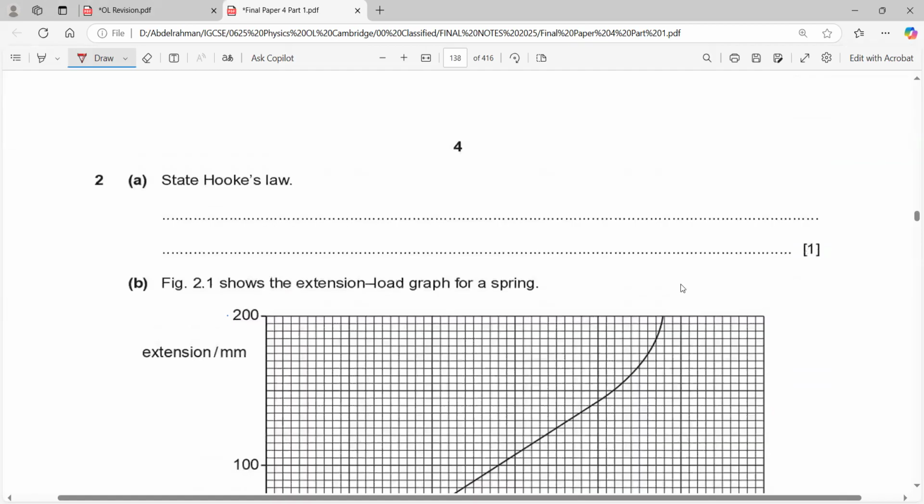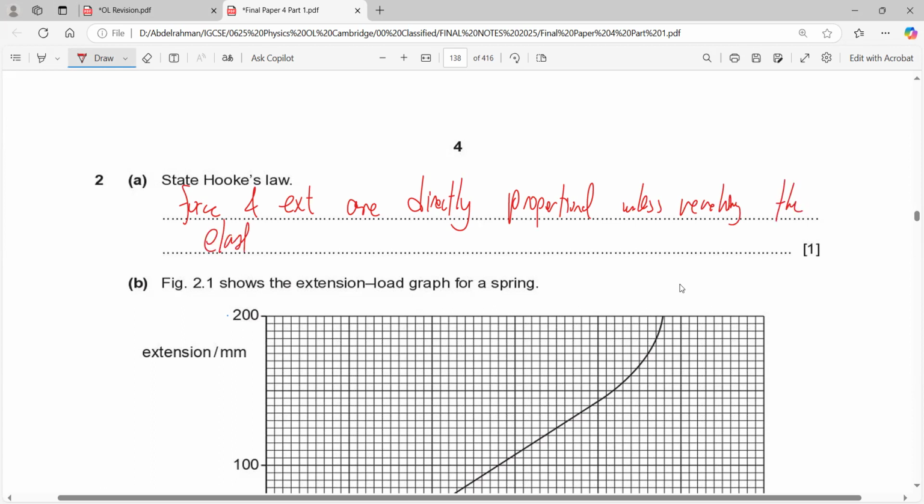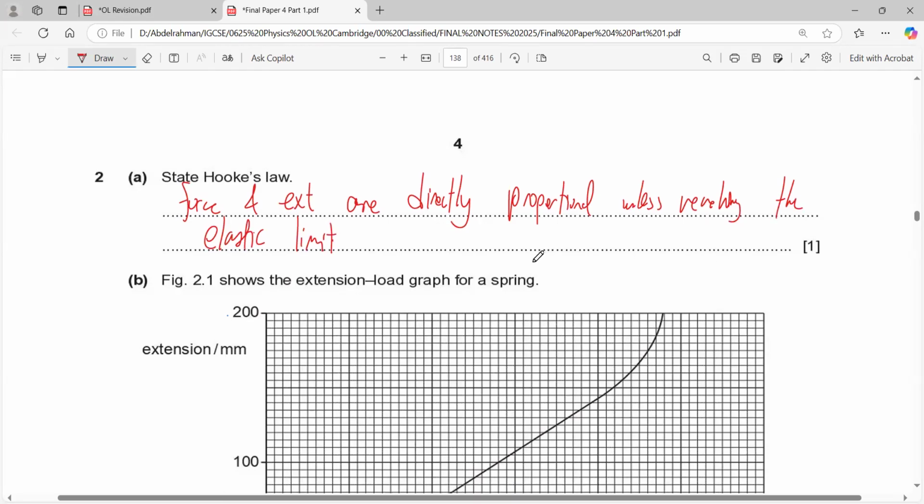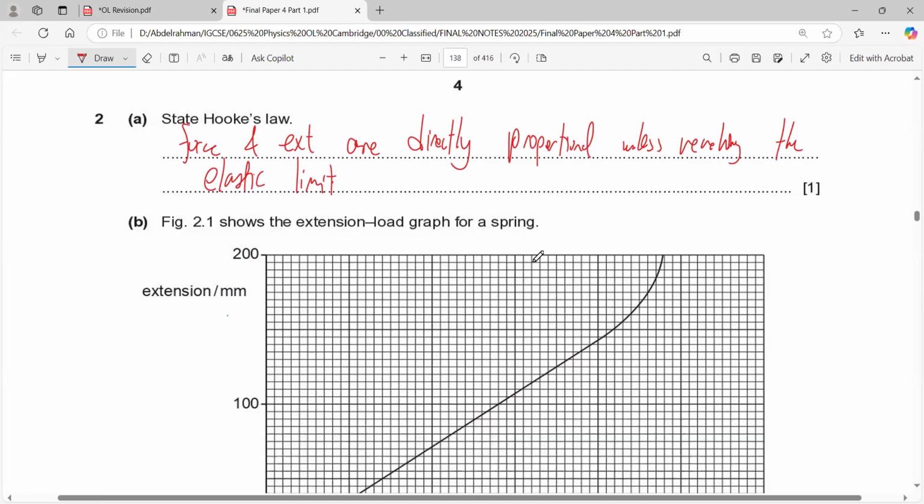State Hooke's law. Yeah, that's easy. Force and extension are directly proportional, unless reaching the elastic limit. صح؟ Elastic limit. Easy. Force and extension are directly proportional unless reaching the elastic limit.